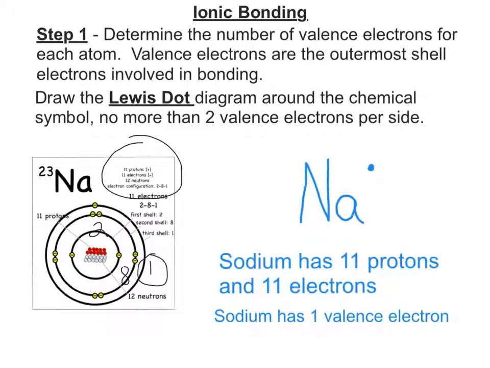Sodium is an alkali metal. All alkali metals have 1 valence electron. So what does sodium need to do to be happy or full? Well, it's a metal, so it's going to lose that 1 valence electron.